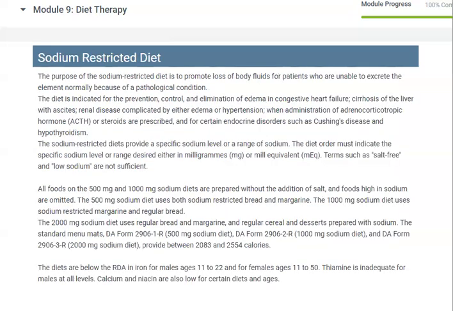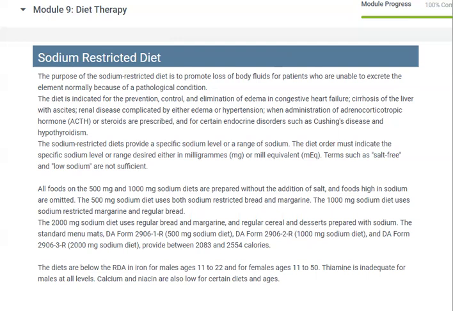Sodium-restricted diet. The purpose of the sodium-restricted diet is to promote loss of body fluids for patients who are unable to excrete the element normally because of a pathological condition. The diet is indicated for the prevention, control, and elimination of edema in congestive heart failure, cirrhosis of the liver with ascites, renal disease complicated by either edema or hypertension.